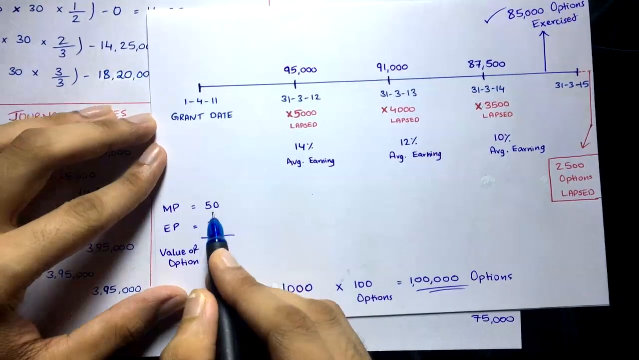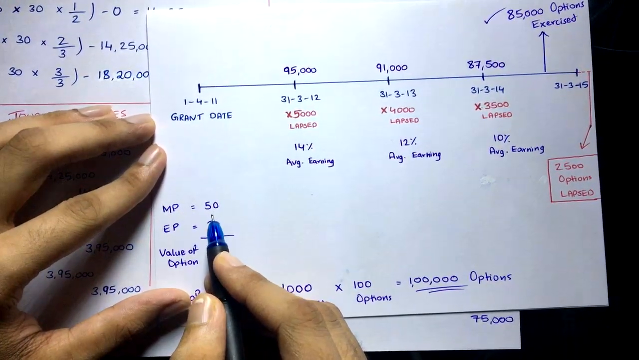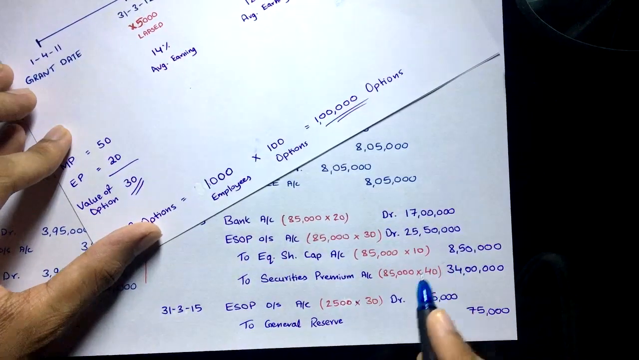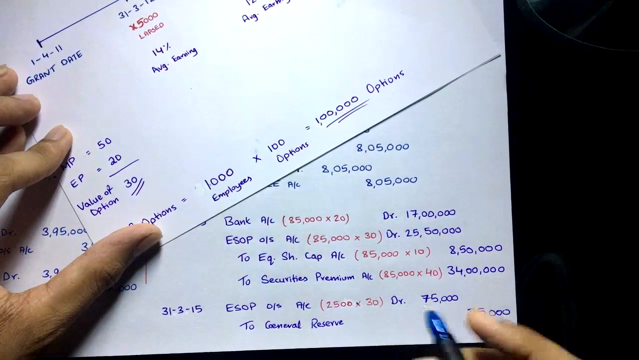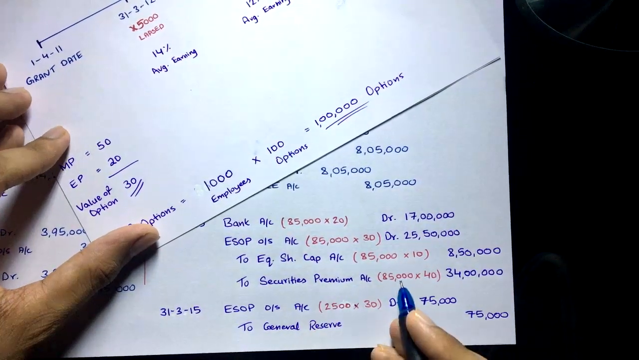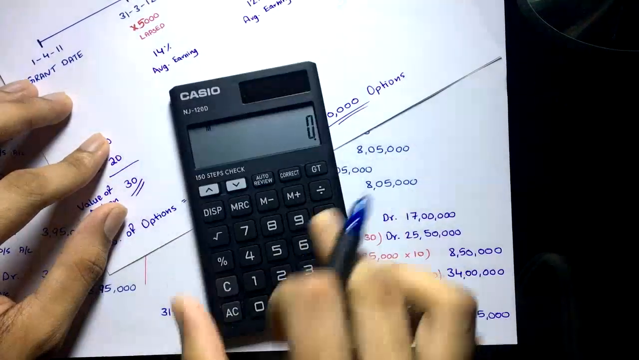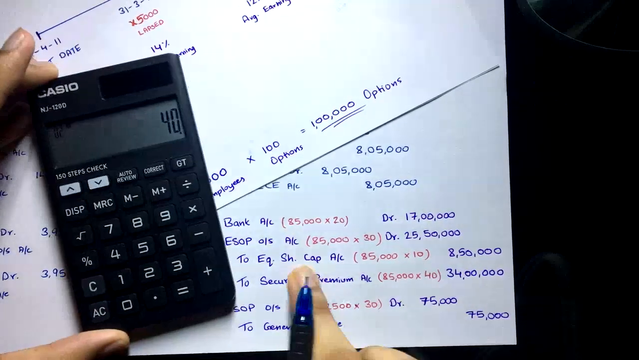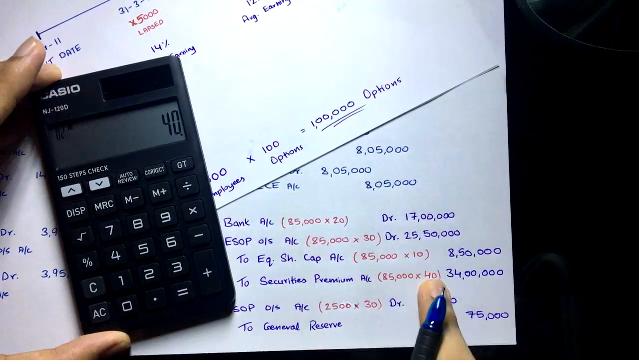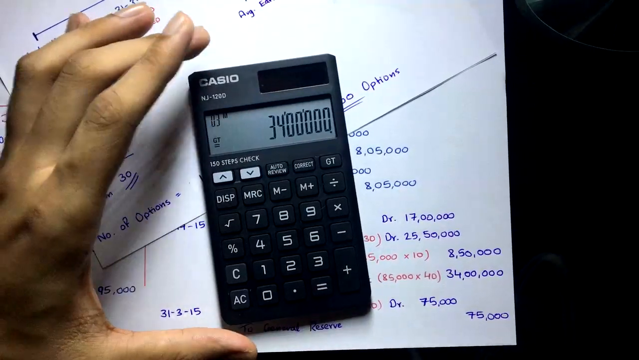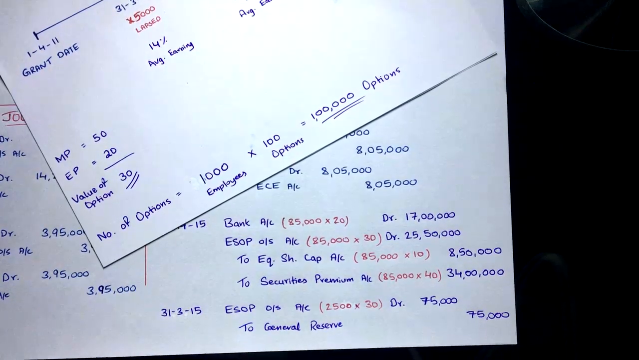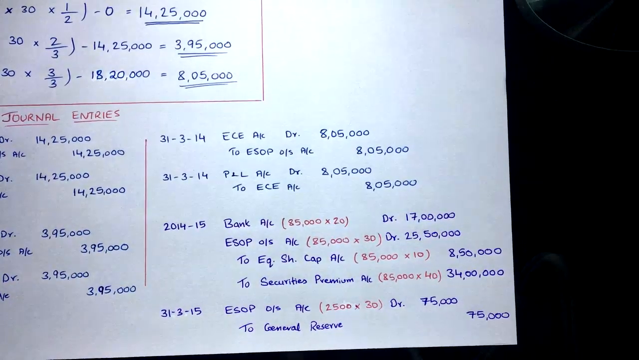Now you know the value of share, not the value of option. The market price was rupees 50. So the value of share is rupees 50, and 10 rupees has gone to equity share capital account, and the remaining 40, whatever is extra, will go to securities premium. So 85,000 options exercised into 40 is equal to 34 lakh. So 34 lakh will go to securities premium account. Is that clear? Simple. That's the entry of exercise.